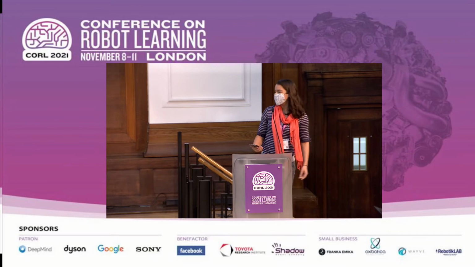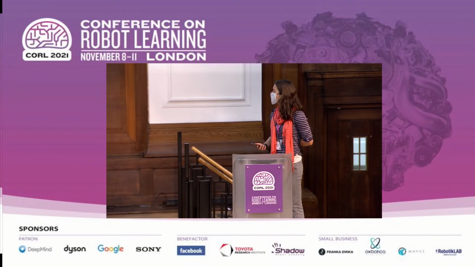So if a robot's learning a task and it fails, there may also be certain kinds of failures, like some failures may damage the robot, for example. Yeah, I guess.